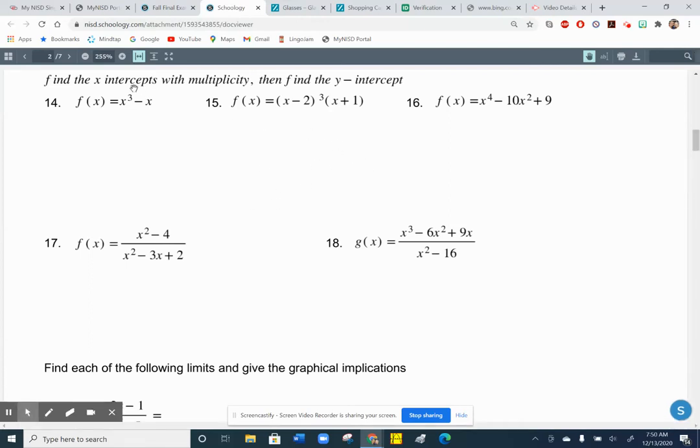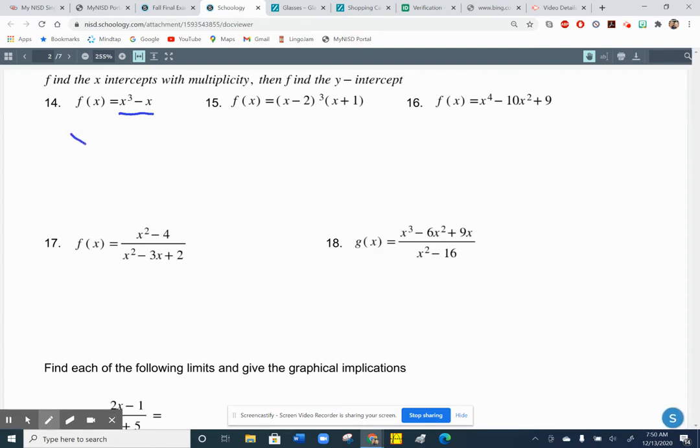Okay, here we're asked to find the x-intercepts with their multiplicity and then find the y-intercept also. So let's jump right in here. For the x-intercepts, we're going to need to factor, if it's not already factored.